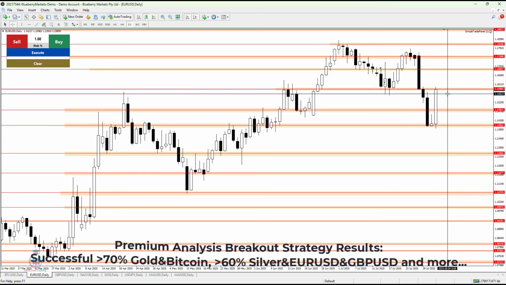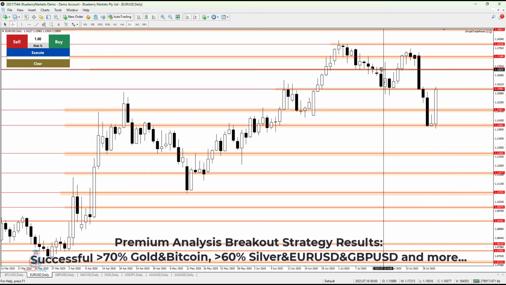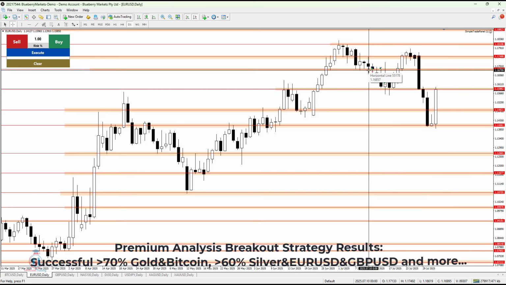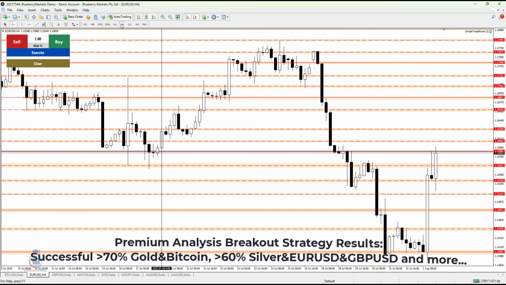When that breakout happens during the week, is it on a daily time frame? Is it on the 4-hour time frame or a 1 hour time frame?